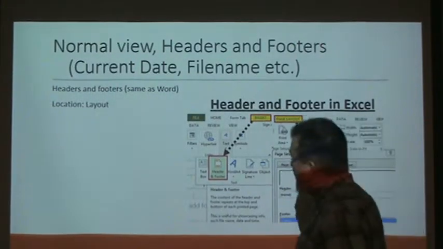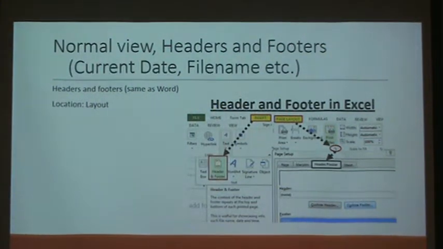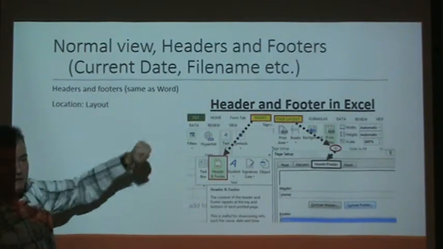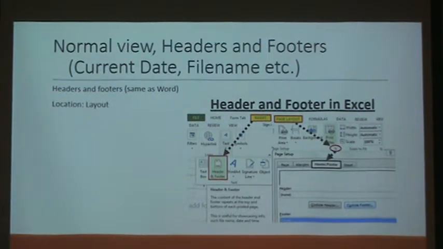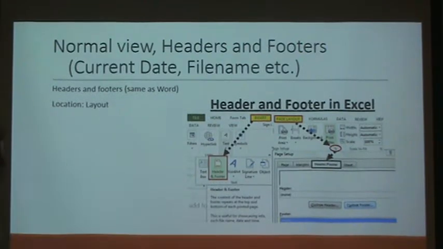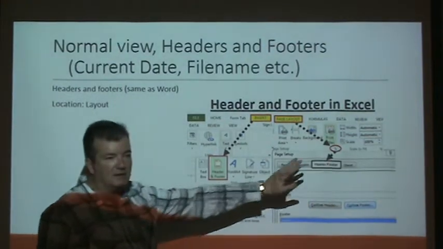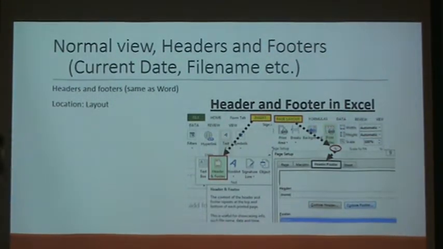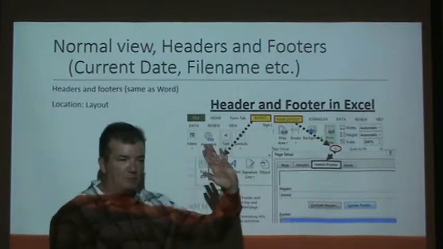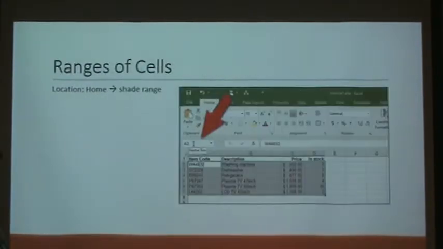Okay, so for example, we have a normal view. We can have headers and footers. We can enter the current date, file name, things like that. So where is it located? Well, headers and footers are exactly the same as in Word. You go to the layout part of the ribbon, and then you can insert headers and footers. You can go to the layout page and click on the headers and footers tab. And you can put headers and footers that would appear on every page in your printout.